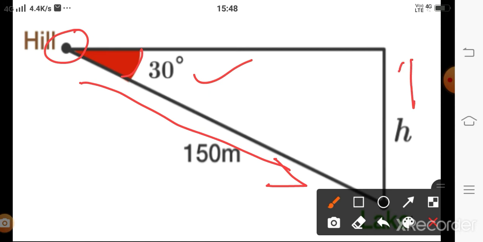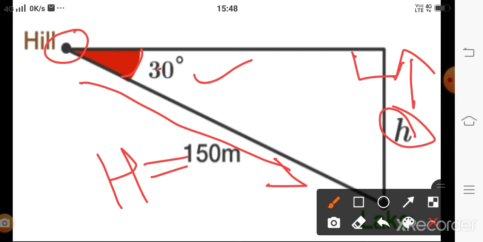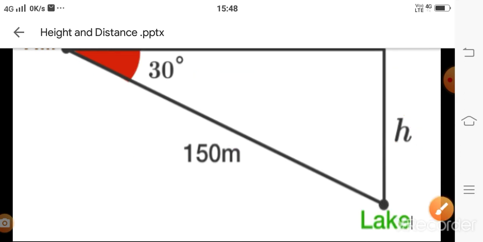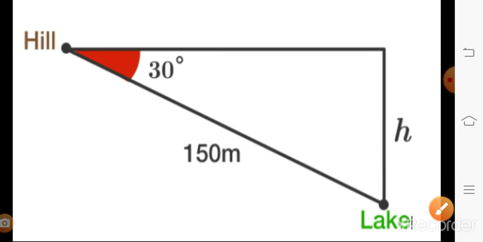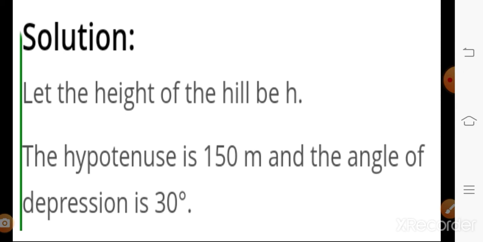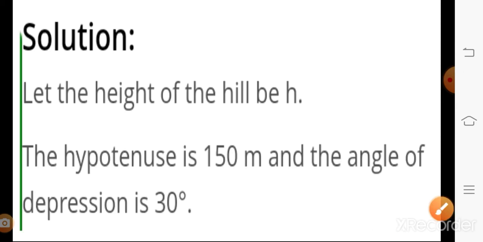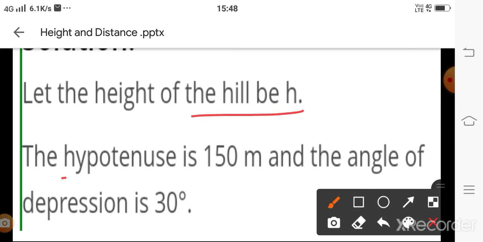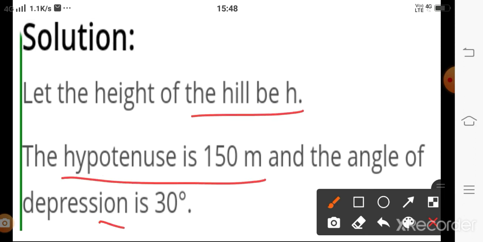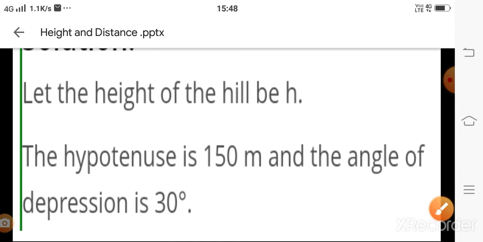to find. Then if you are observing, this is perpendicular, this angle is 90 degree, it means that this value is hypotenuse, and we are getting the perpendicular and hypotenuse, it means that which trigonometric ratio we have to use? We have to use sine theta. Then let the height of the hill be h, the hypotenuse is 150 meter, and the angle of depression is 30 degree.